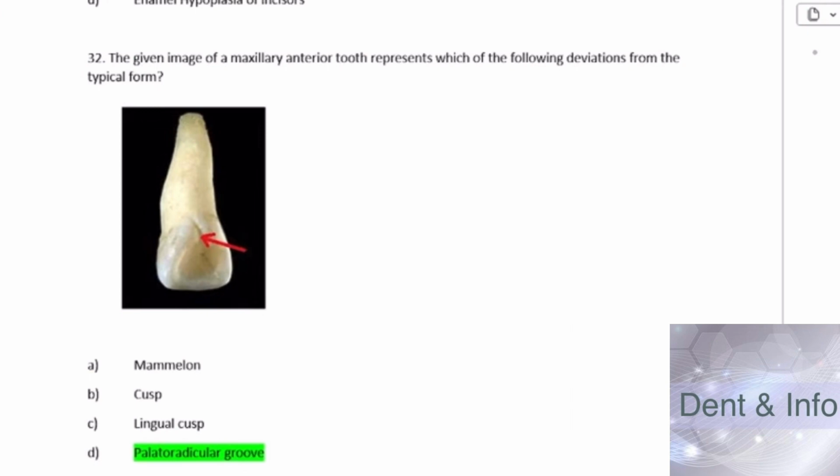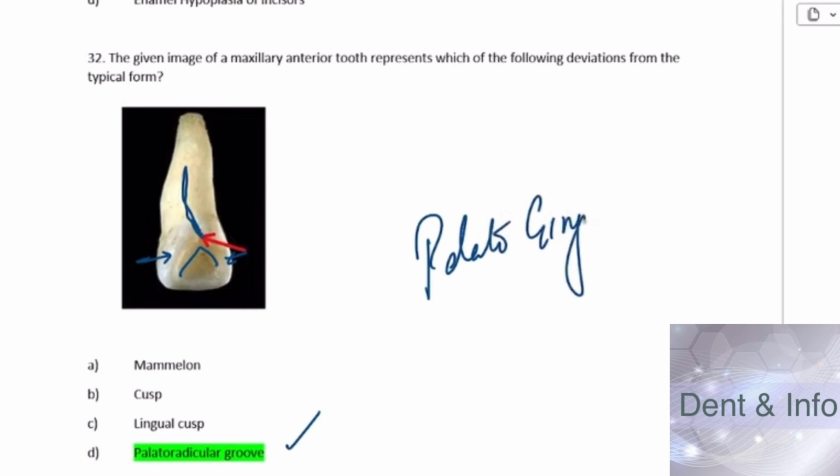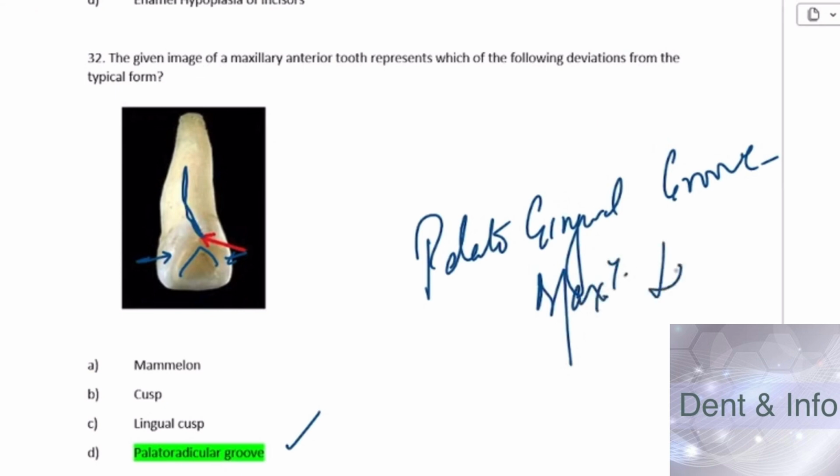The red arrow is pointing towards the palatoradicular groove. See the prominent marginal ridges. The fossa is also a V-shaped fossa, and this groove sometimes extends onto the root also. This is called the palato-radicular groove or palato-gingival groove. What is exclusive is very, very important: it is seen in the maxillary lateral incisor only.